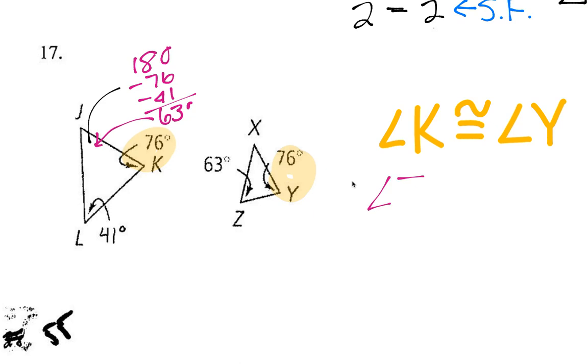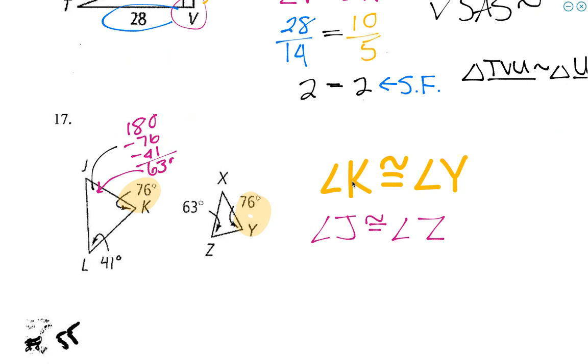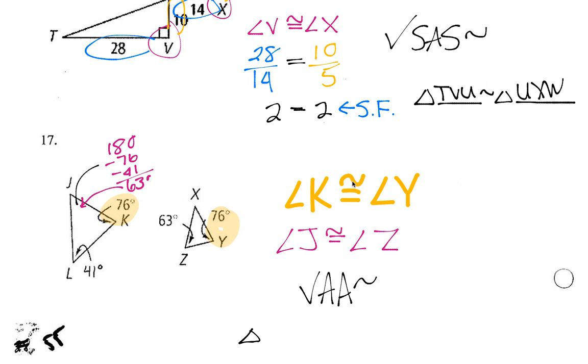So that means that angle J is congruent to angle Z. Now you could have done that with angle X and showed that angle X is 41 and said X and L are congruent. You only need two of them. Don't overdo it. So angle, angle similarity works. We can't find a scale factor because we don't know any of the sides. But our similarity statement, I'm going to go L, J, K, X, Z, Y.